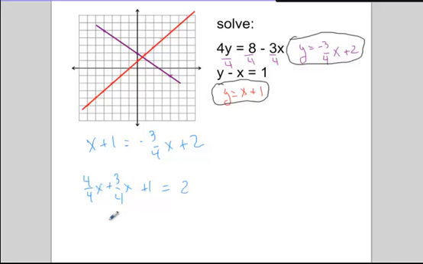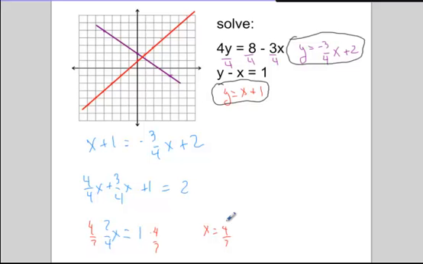So I have 4/4 x plus 3/4 x is 7/4 x. And then I'm going to go ahead and subtract 1 from both sides, and I get 7/4 x equals 1. I'm going to multiply both sides by 4/7. Multiply by the reciprocal to cancel out a fraction in one step. So this becomes 28/28 x, or 1x, or x, equals 4/7.